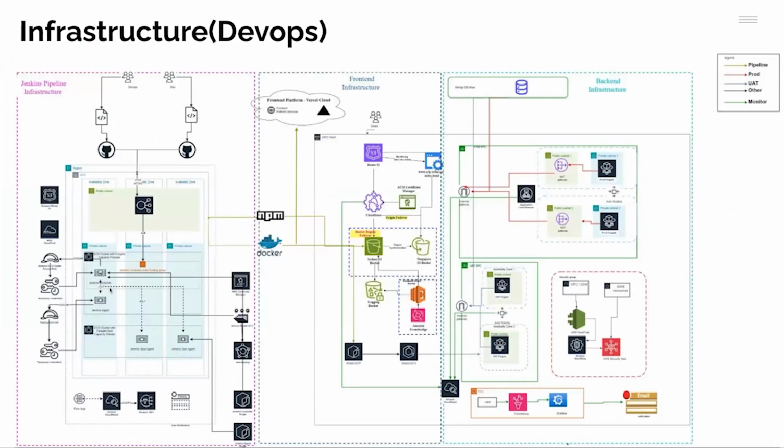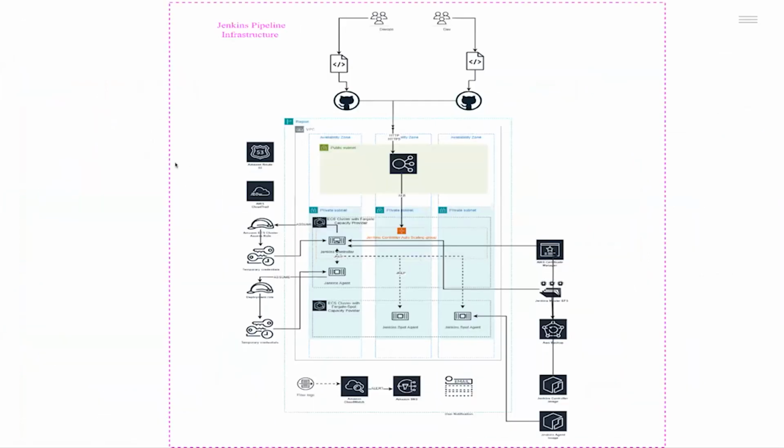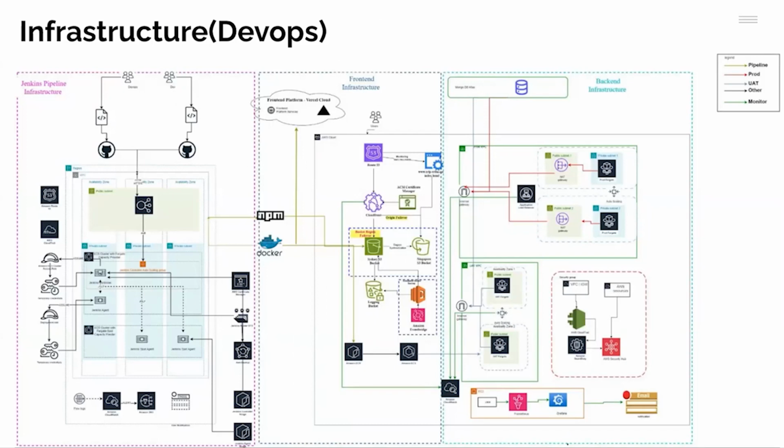Hello everyone, my name is Devon, and I will introduce our project architecture. We divide the architecture into three main parts: the Jenkins pipeline infrastructure, and the front end and the back end infrastructure. Our infrastructure design mainly focuses on high availability, scalability, and rapid disaster recovery for each component. So first, let's look at our CI/CD pipeline infrastructure.